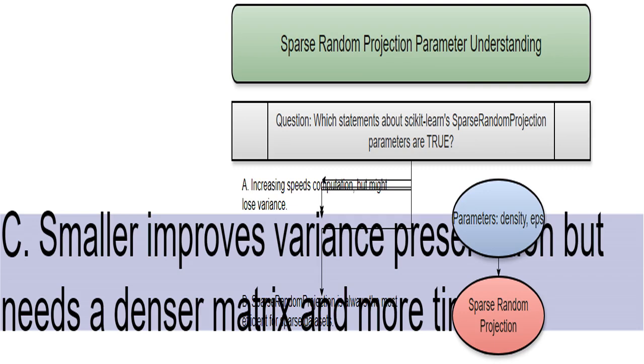The two main parameters we care about are density and EPS. Density controls how many non-zero elements are in the projection matrix, and EPS controls the level of accuracy we want in our dimension reduction. It's like setting the precision of a measuring tool. Higher precision, smaller EPS means better accuracy but might take longer.